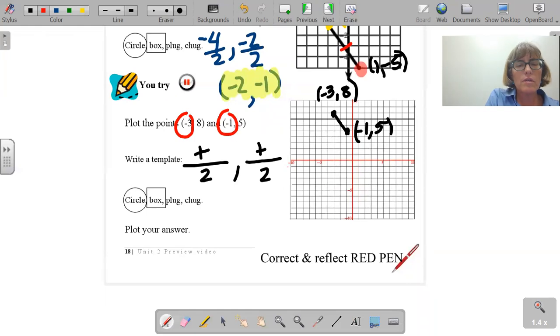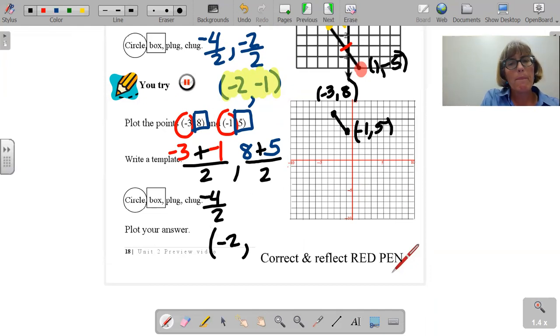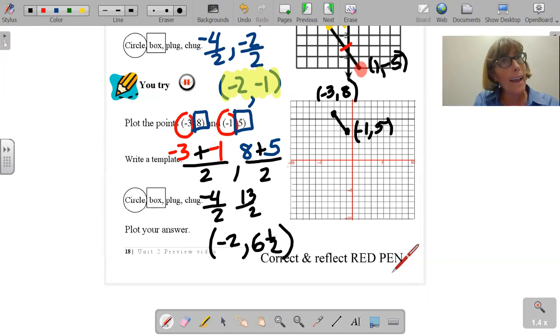Ready? Add the x's. Divide by 2. Add the y's. Divide by 2. This is, of course, -4/2, which means your first coordinate is -2. This is 13/2. You're like, wait a minute, that's not even. I must be wrong. No, you weren't wrong. I deliberately did this using a fraction. 2 goes in there 6 times with 1 left over, so it's 6.5.